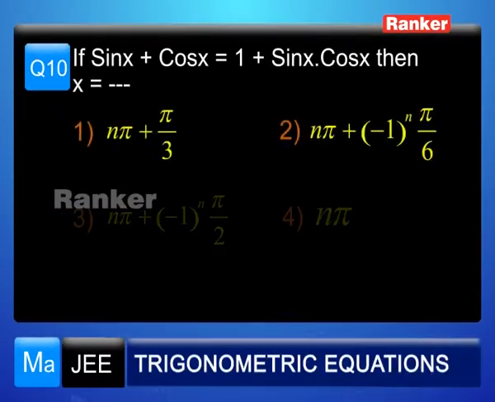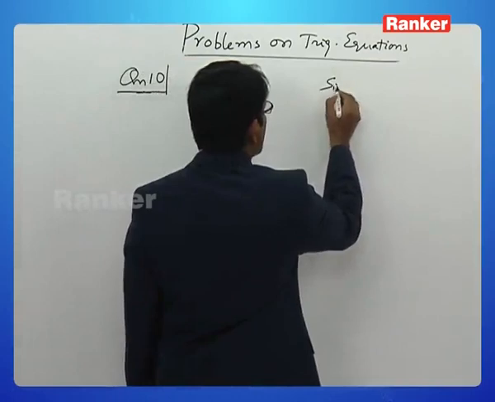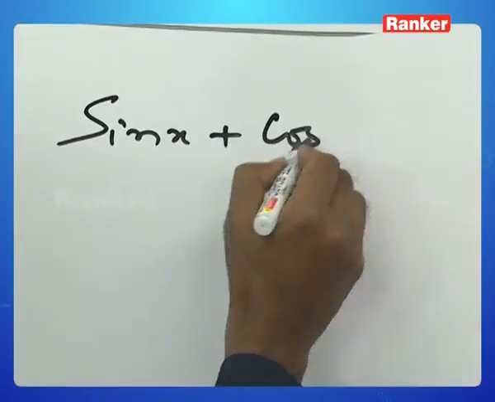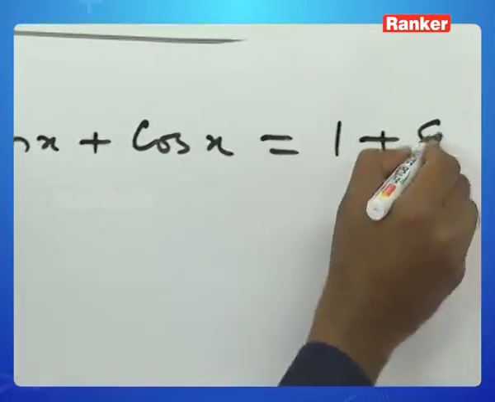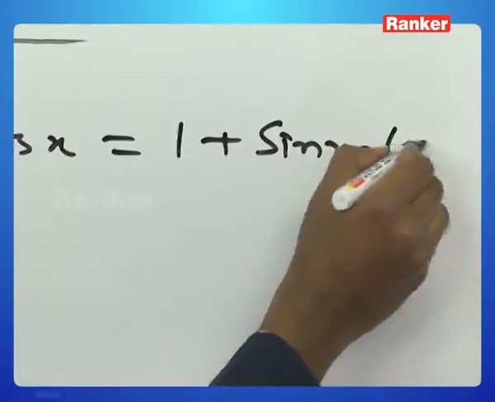Sin x plus cos x is equal to 1 plus sin x into cos x, then x value is equal to: first option n pi plus pi by 3, n any integer; second option n pi plus minus 1 power n into pi by 6, n an integer; third option n pi plus minus 1 power n into pi by 2, n any integer; fourth option n pi. Now sin x plus cos x is equal to 1 plus sin x into cos x. This is what is given to us.